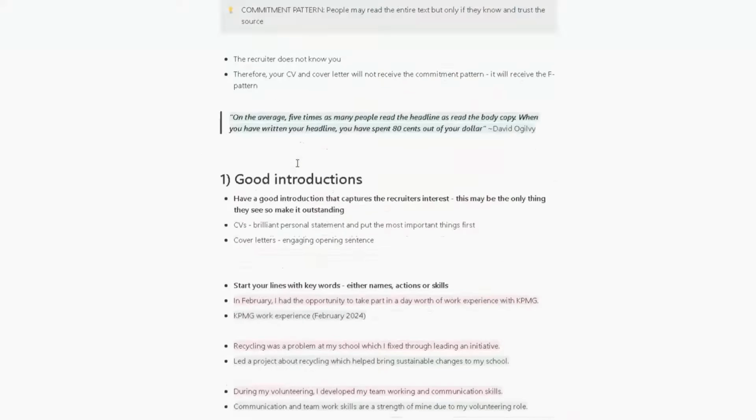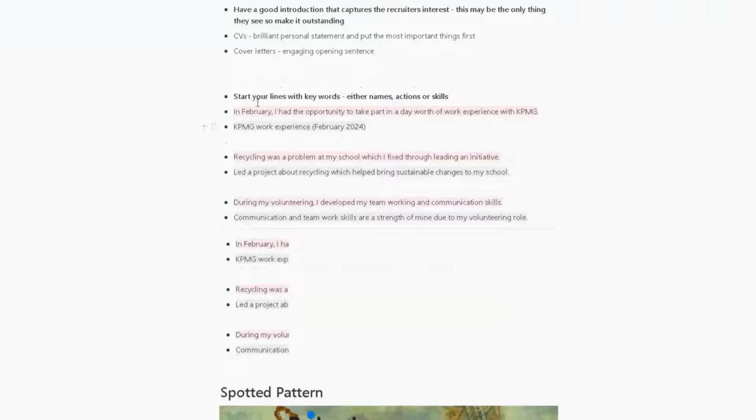So that's what you can take from this about headlines and the F pattern: have really good introductions, and then make sure you start your lines and bullet points with keywords, either names, actions or skills.